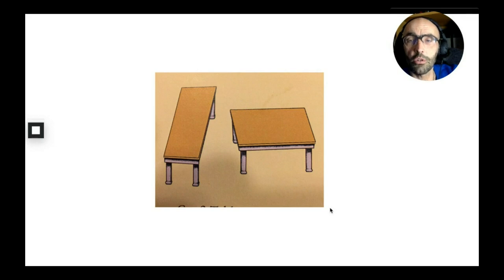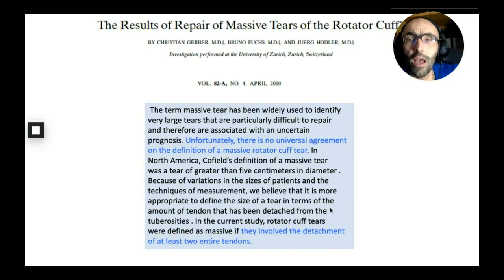But look at those two tables. You definitely think that they are not the same. If you look at it, you think, no, they are not the same. But look, if you look at this and this, this and this, same. This and this, this and this, same. So those two tables are exactly the same. So we should not trust our eyes. We should have a better definition in order to speak about large tear or massive tear. That's why I definitely like the definition of Christian Gerber. We should not speak about large tear. We should always speak about massive tear. And a massive tear is when you have at least two tendons involved. That's very easy to remember.